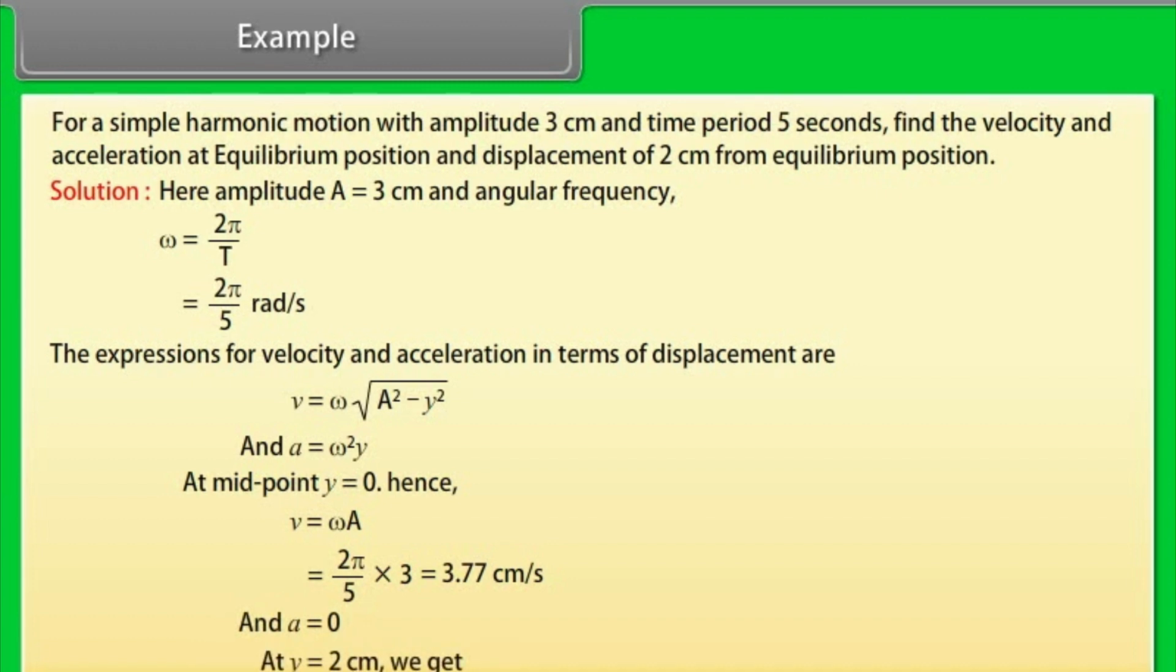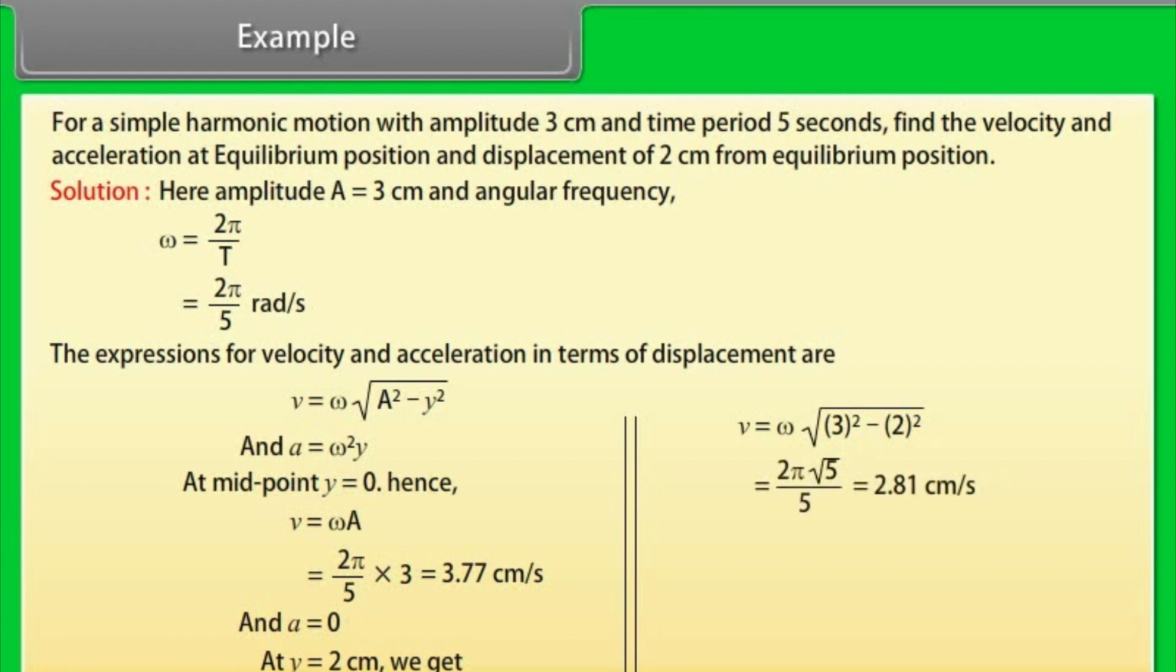At y is equal to 2 centimeter we get v is equal to 2 pi under root 5 upon 5 is equal to 2.81 centimeter per second. a is equal to omega square y is equal to 2 pi upon 5 whole square into 2 is equal to 3.16 centimeter per second square.